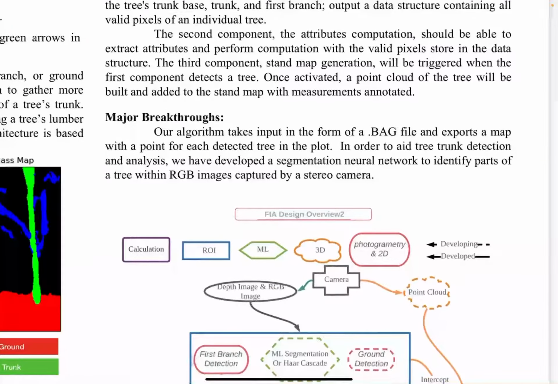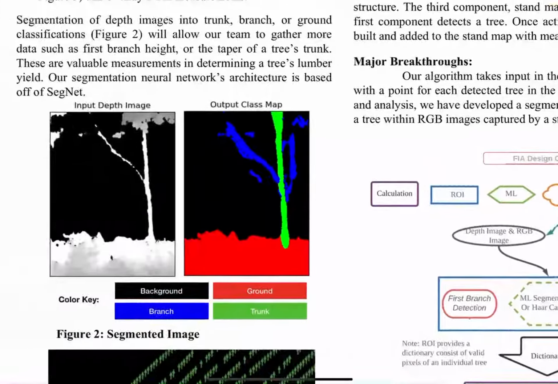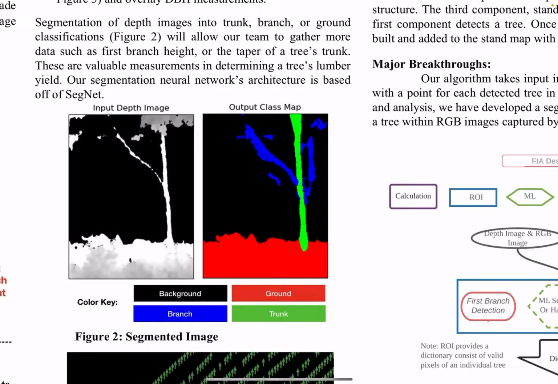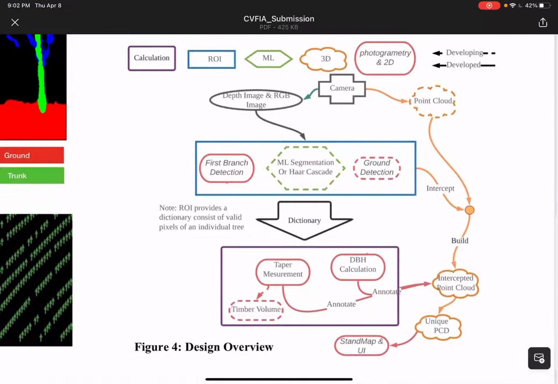Now, our main breakthroughs. Recently, our algorithm takes input in the form of a .bag file and exports a map with a point for each detected tree in a plot. In order to aid in tree trunk detection and analysis, we have developed the segmentation neural network to identify parts of a tree within RGB images captured by a stereo camera, which is what you saw over here in Figure 2 previously.